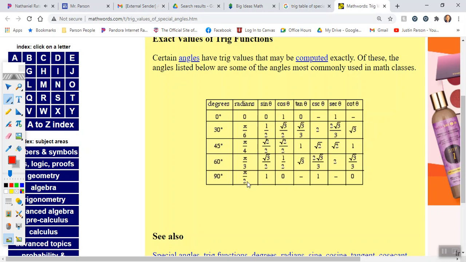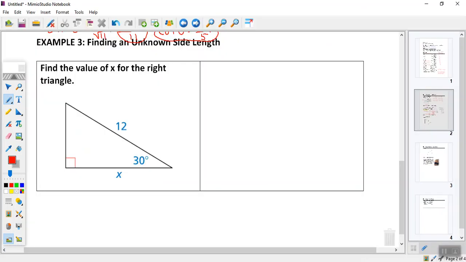So let's just go back to this example, I mean. It says find the value of x for the right triangle right here, and we're going to find the exact value of this, okay? Here's what I'm going to point out. 30 degrees right here is our reference angle, okay? How is x related to that? It's the adjacent leg. How is 12 related to that reference angle?